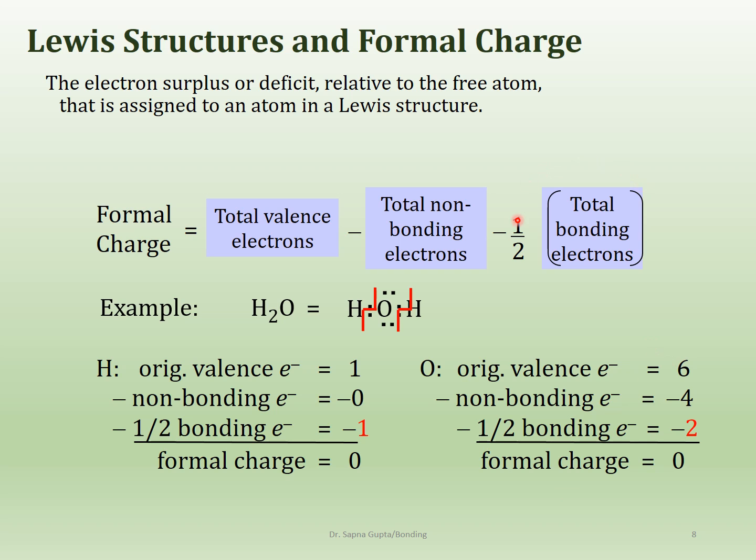If you don't want to do half of the total bonding electrons, that's fine. You don't have to do that. Just count the number of bonds. That's what I do when I'm calculating the formal charge. I don't do the half thing. I just say that oxygen has 2 bonds and therefore I'm going to subtract 2 from here, because that's what it will come out to be.